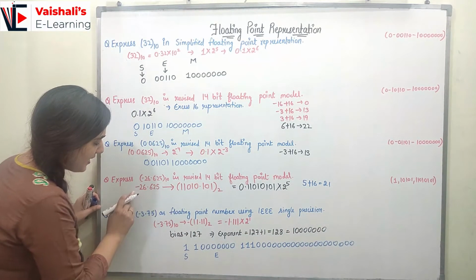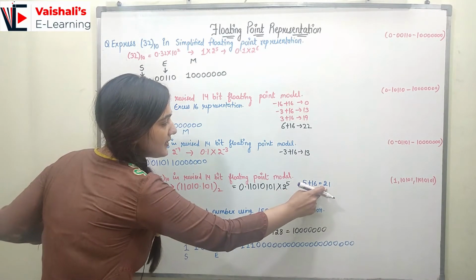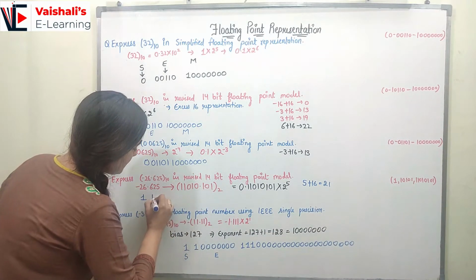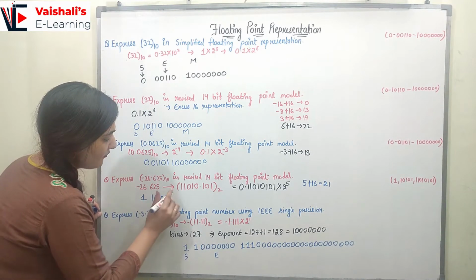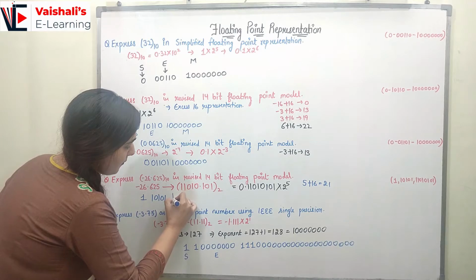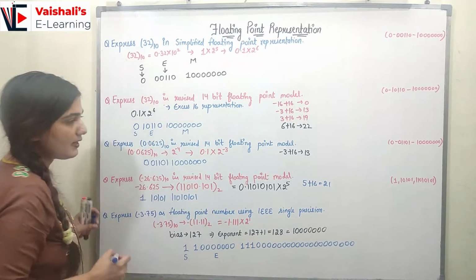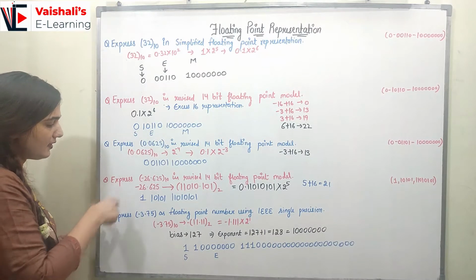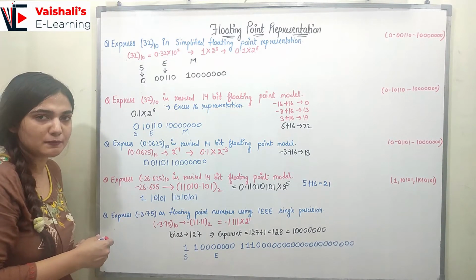So now the sign bit over here would be 1, and now exponent is 21, which is represented as 10101, right? And after that we have the Mantissa, which is 11010101, right? So in this manner I can convert the minus 26.625 in the revised 14-bit floating point model.